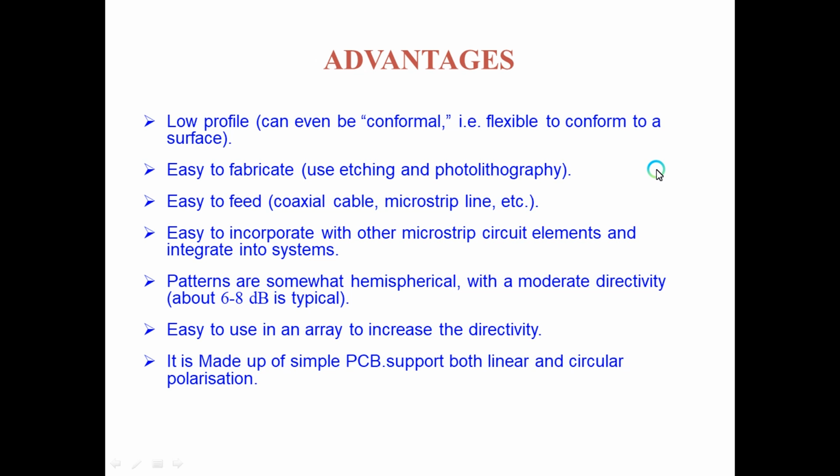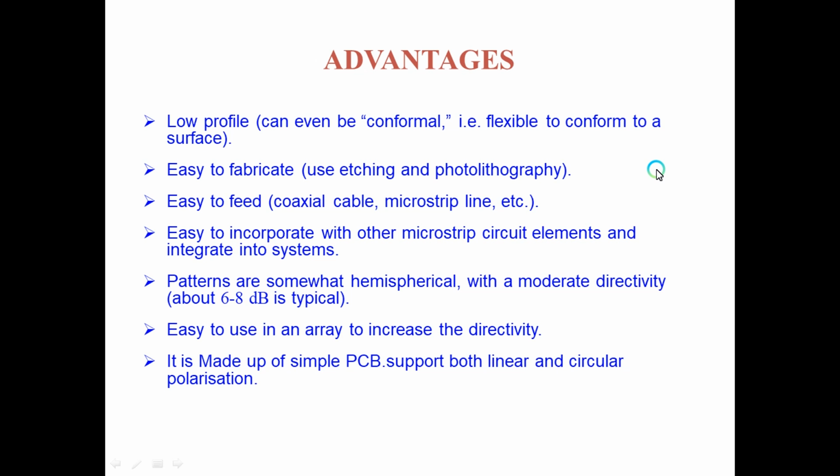Then the patterns are somewhat hemispherical, with a moderate directivity. The microstrip antenna's directivity relates to gain, D equal to eta D. Gain is around 6 to 8 dBi. Then we can use an array antenna. An array antenna is nothing but similar antennas we use in an array format for increasing the gain according to our applications.